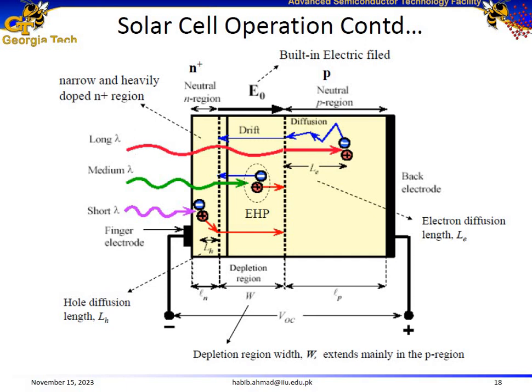So we know from the previous slides that shorter wavelength light has a high absorption coefficient, which means that shorter wavelength light can travel only shallowly into the semiconductor material. So the shorter wavelength light would be absorbed close to the surface of this device. Now this results in the generation of an electron-hole pair. The electron would be collected by this electrode, and the hole would move towards the p-type layer so that it can be collected by the back electrode.